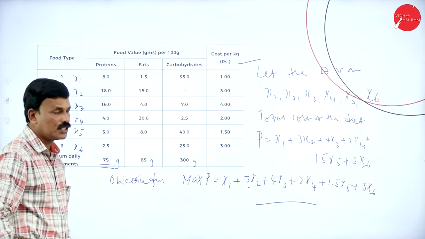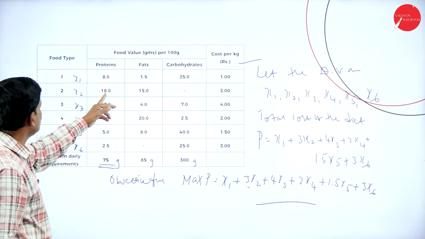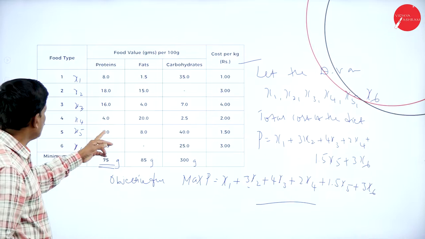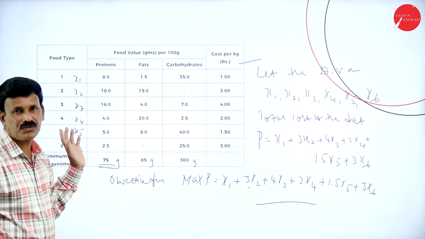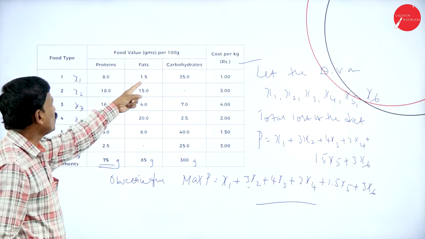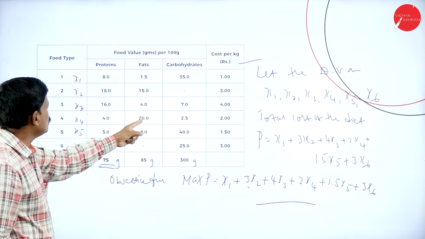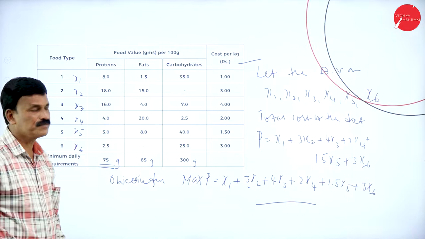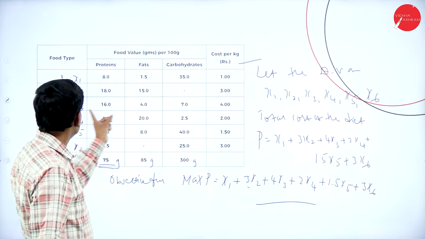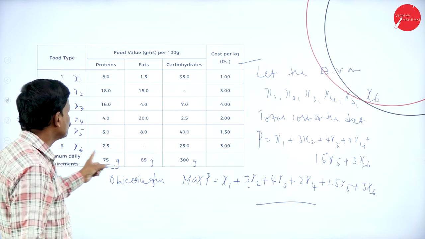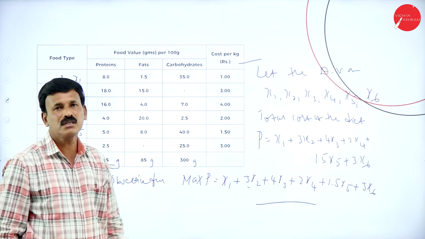So, for proteins, this can be written as 8x1 plus 18x2 plus 16x3 plus 4x4 plus 5x5 plus 2.5x6 is less than or equal to 75. For fats, it is 1.5x1 plus 15x2 plus 4x3 plus 20x4 plus 8x5 is less than or equal to 85. And similarly, for carbohydrates, 35x1 plus 7x3 plus 2.5x4 plus 40x5 plus 25x6 is less than or equal to 300. These are the constraints.